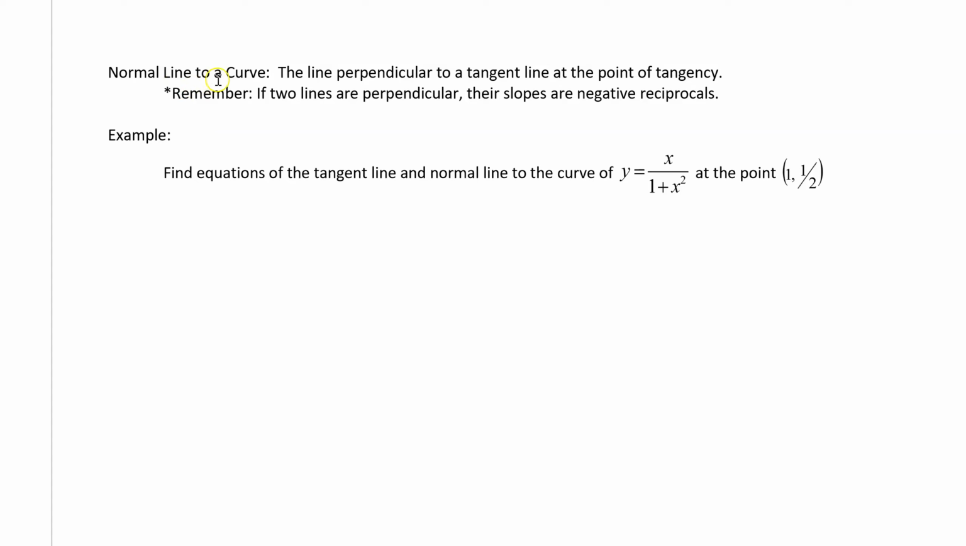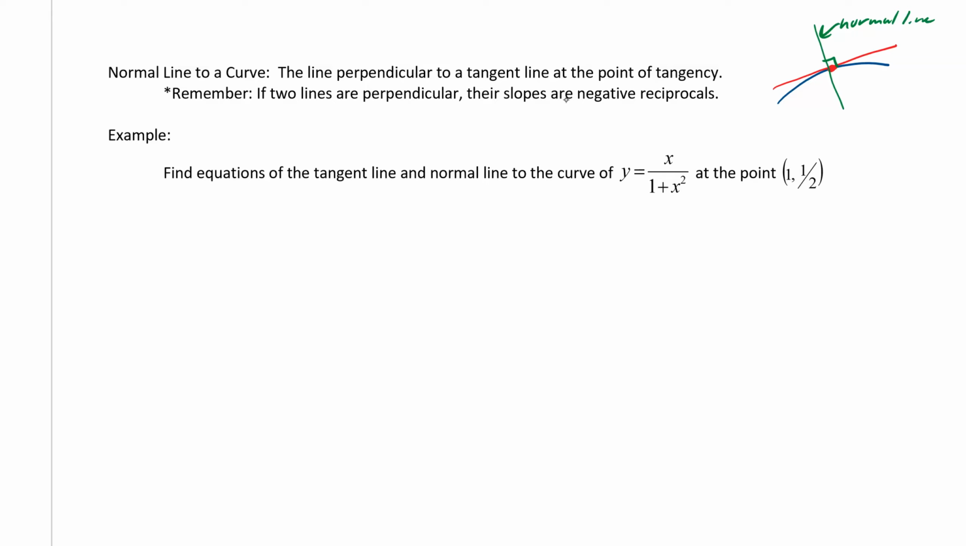So this is the normal line to a curve. A normal line is the line that's perpendicular to the tangent line at the point of tangency. So if we have our function, you get a point here and you have a tangent, the normal is the one that is perpendicular to it. So that would be the normal line.